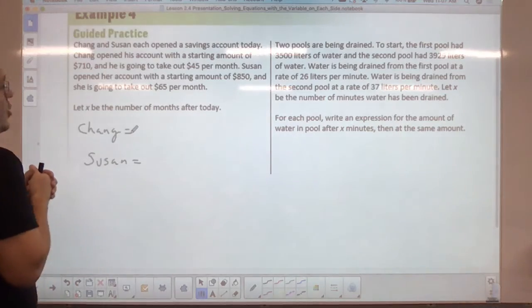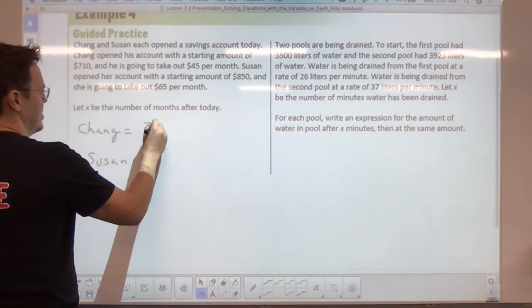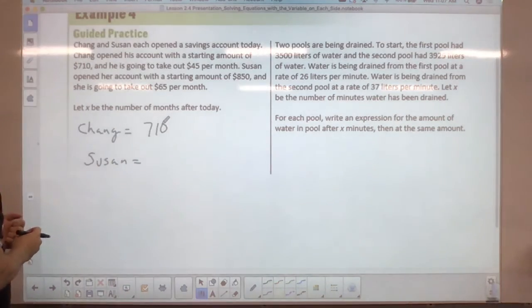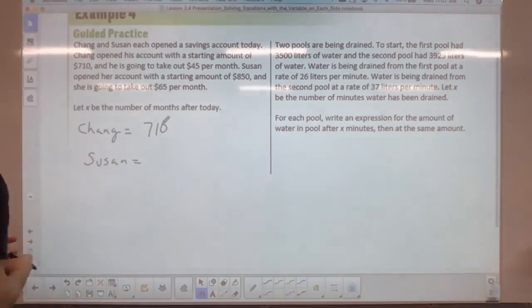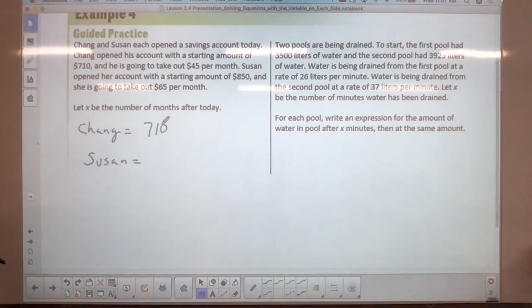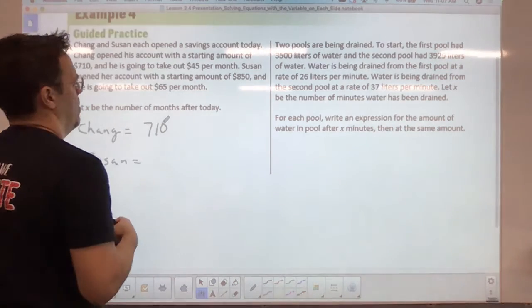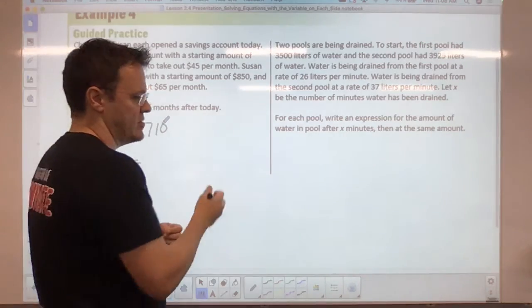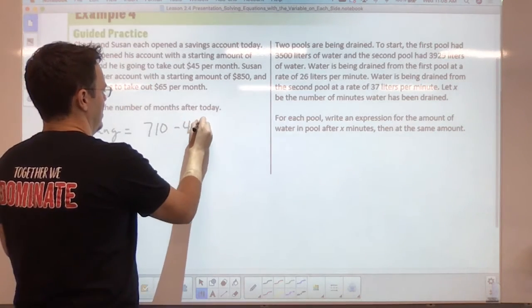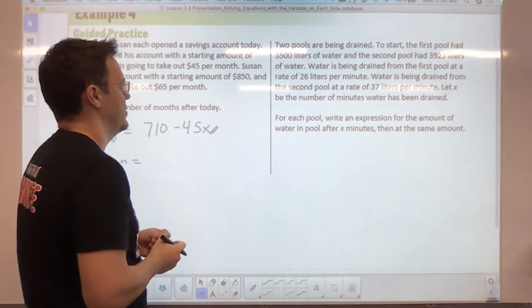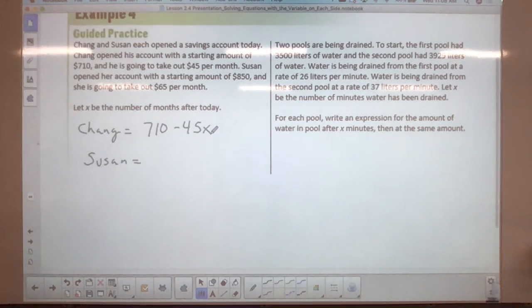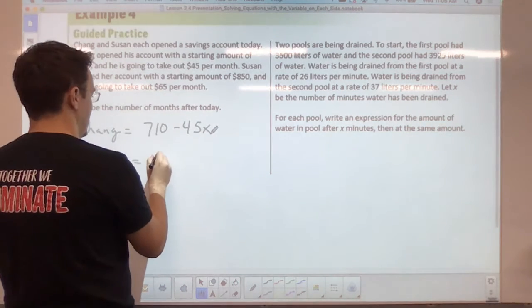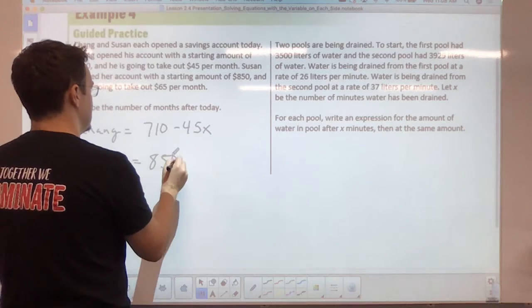All right, so Chang opened his account. He started at 710. Good for him. And he is going to take out $45 per month, okay? So he's taking out 45 per month, right? Susan opened her account with a starting balance of 85, and she's going to take out 65 a month.